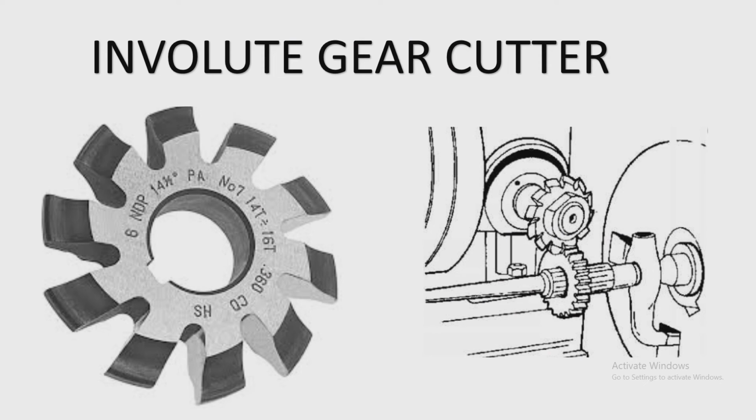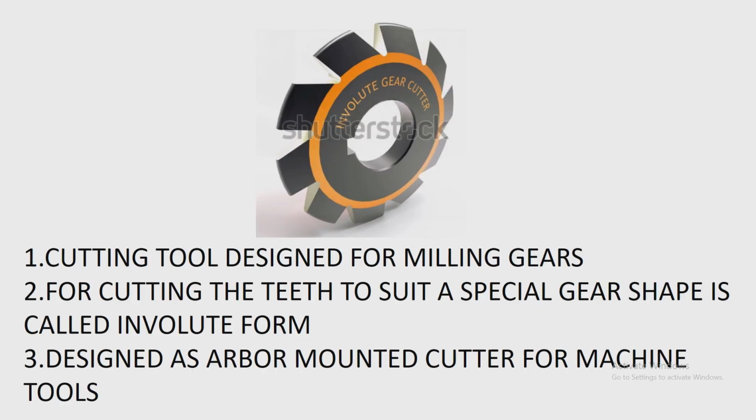Next is the involute gear cutter. A cutting tool designed for milling gears, for cutting the teeth to suit a special gear shape called involute form. These are designed as arbor mounted cutters for machine tools.